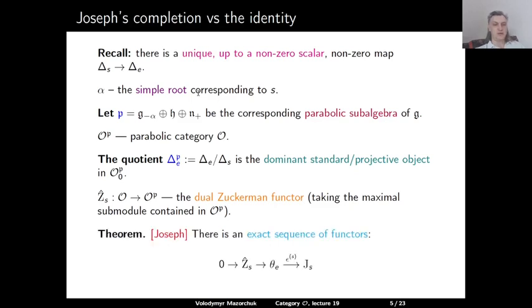So the theorem, due to Joseph: there is an exact sequence of functors. 0 goes to the dual Zuckerman functor ZS hat. This embeds into the identity functor theta E. And further, this goes to Joseph's completion JS.